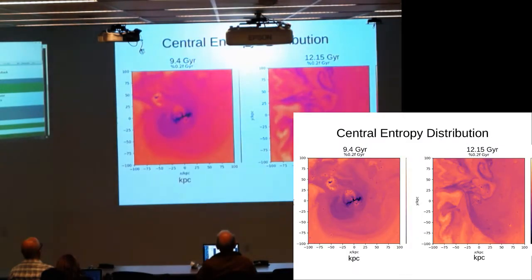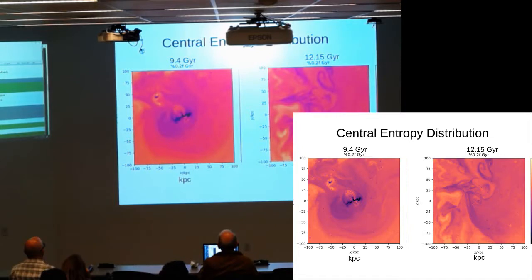And just looking at it morphologically, these are plots of the entropy distribution in the central 100 kiloparsecs. Here you see a disk before the merger, and essentially, the center of the cluster really is right there, but you can't tell where it is from the entropy plot because it's a flat entropy distribution.